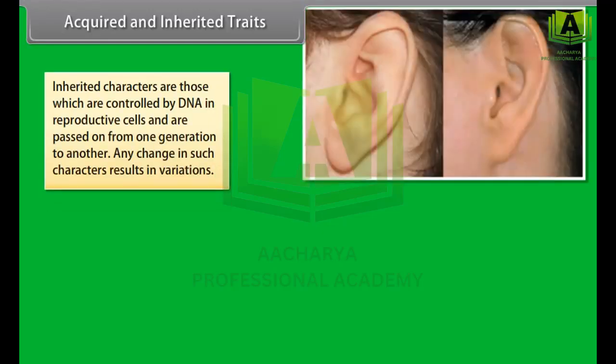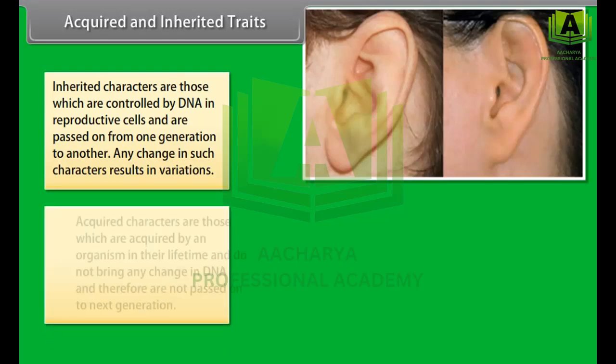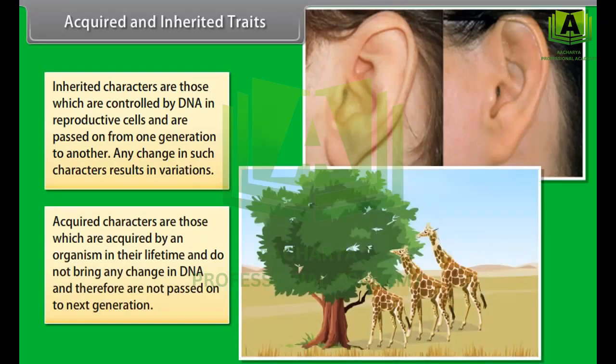Inherited characters are those which are controlled by DNA in reproductive cells and are passed on from one generation to another. Any change in such characters results in variations. Acquired characters are those which are acquired by an organism in their lifetime and do not bring any change in DNA, and therefore are not passed on to the next generation.